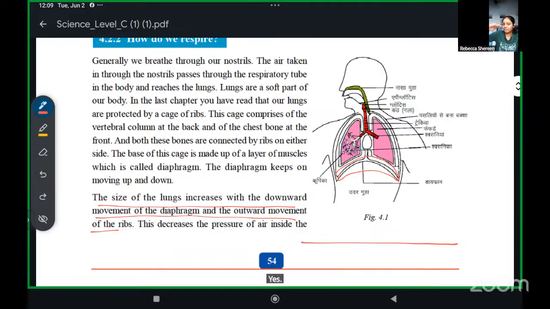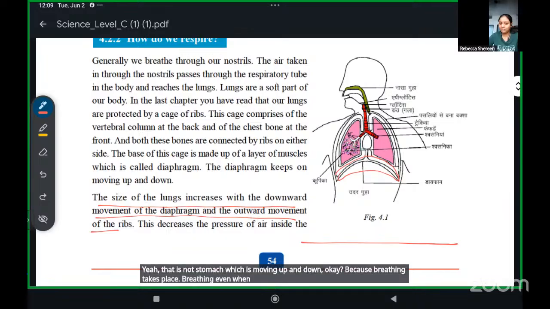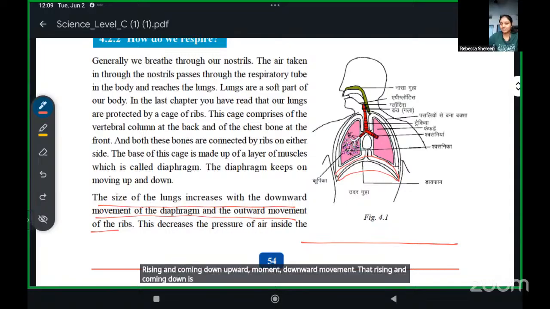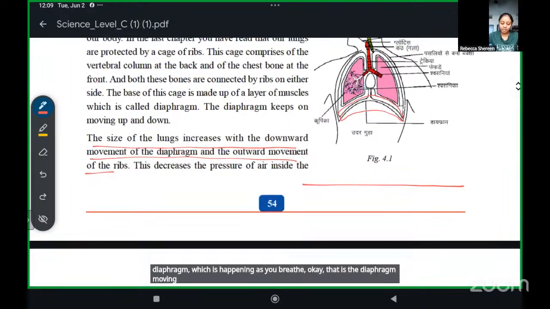Yes, but ma'am, that is not the stomach which is moving up and down. Breathing takes place even when we are sleeping, and that moving part is not the stomach. That is the diaphragm, rising and coming down, the upward and downward movement. It is the movement of your diaphragm, which is happening as you breathe.